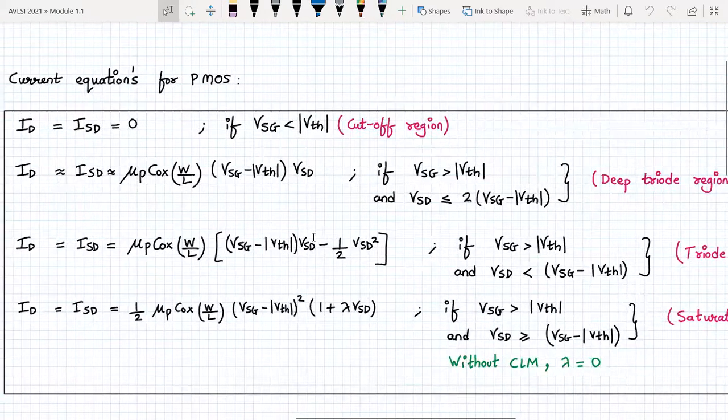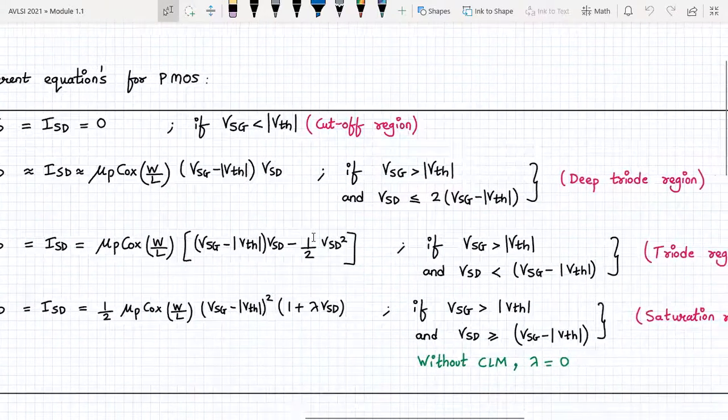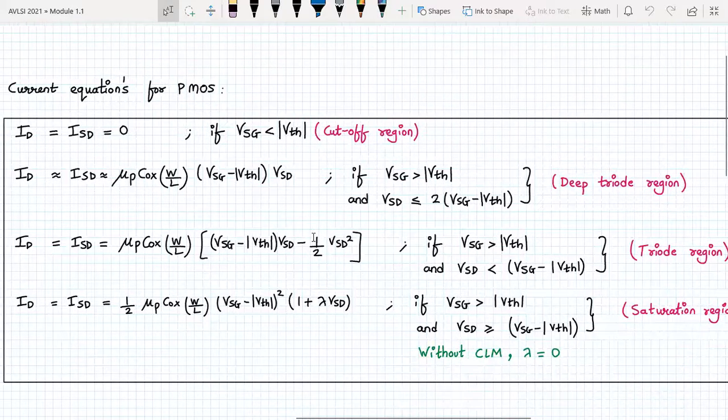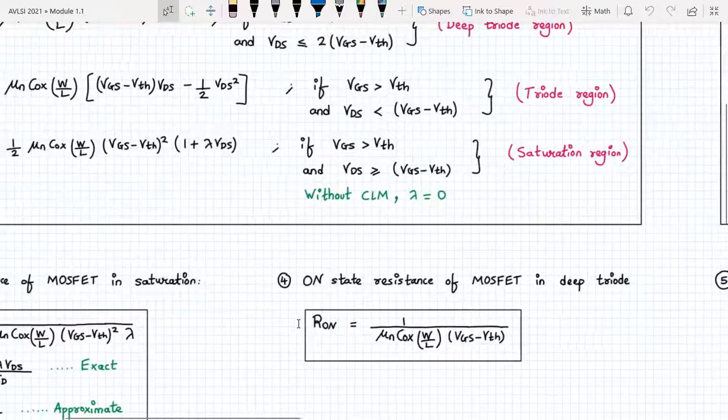Okay, so these are the current equations for the PMOS transistor. You all can take a print screen of this. Okay, so let's move on with the other formulas.